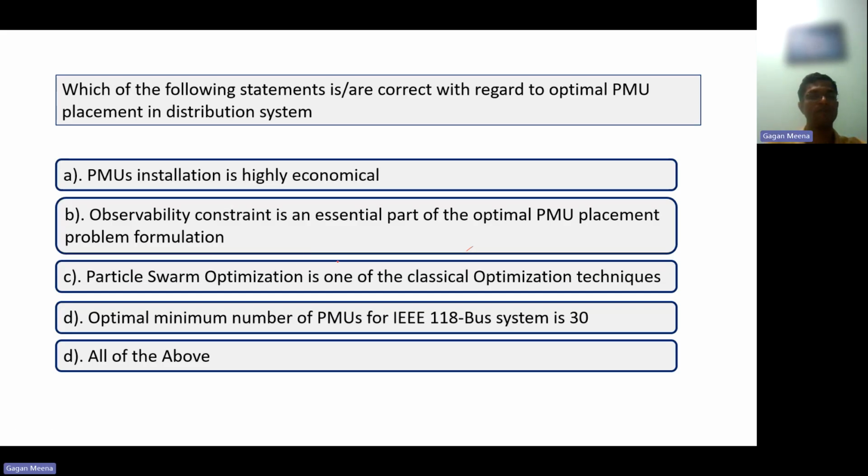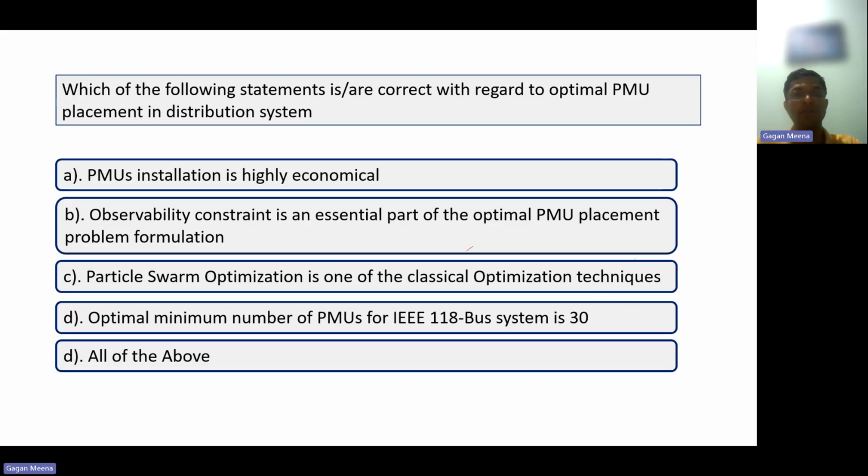The classical optimization techniques involved this MILP, integer programming, NLP, or this graph-based approach. Particle swarm, genetic algorithm, all these are meta-heuristic techniques, not classical optimization techniques. And the optimal minimum number of PMUs for the IEEE 118 bus system is not 30, it is 28.